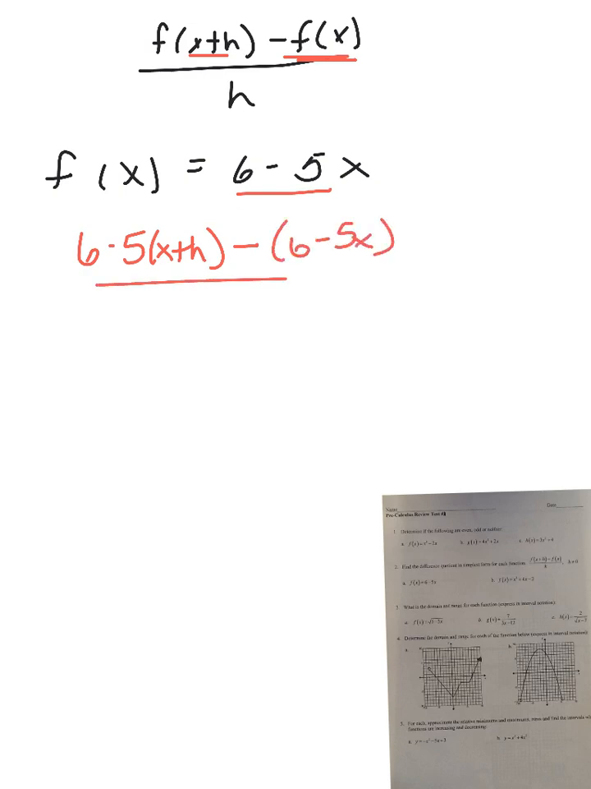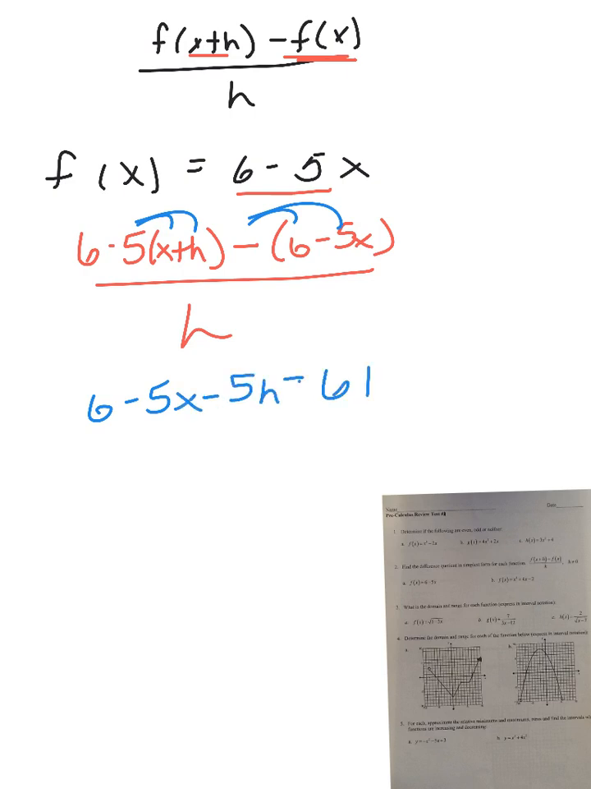All right, so I have 6 minus 5 times my x, which is going to be x plus h, minus my f of x, right? Minus f of x. My f of x is a binomial, so I have to use parentheses, over h. Now I need to simplify this. So distribute the negative 5, distribute the negative 1. So it's 6 minus 5x minus 5h minus 6 plus 5x all over h.